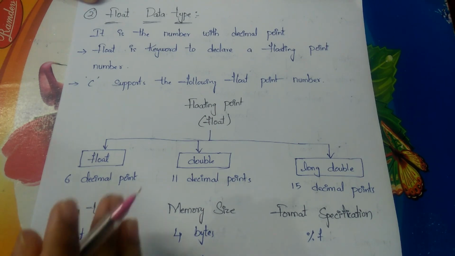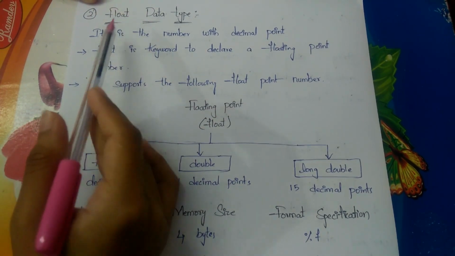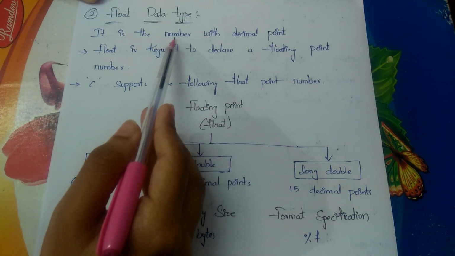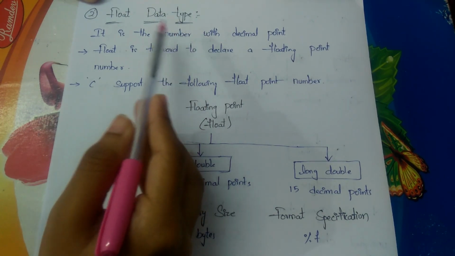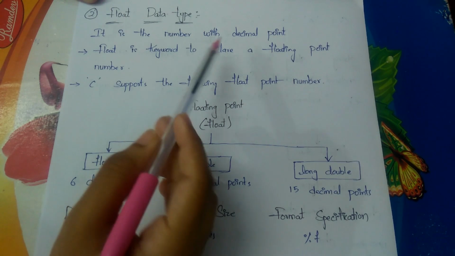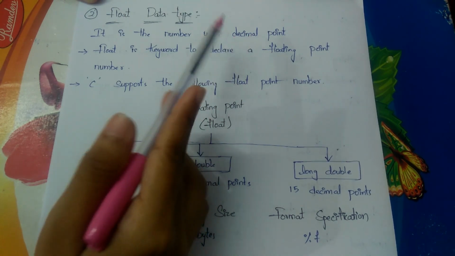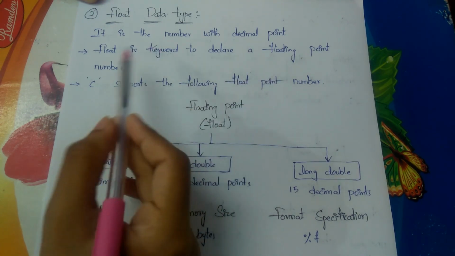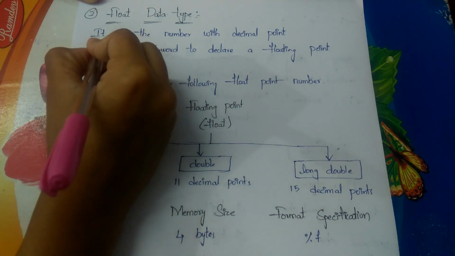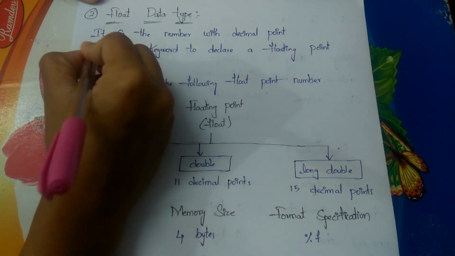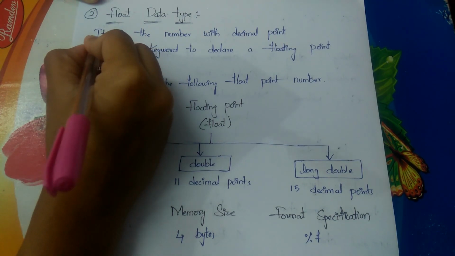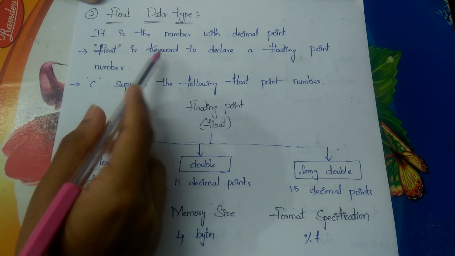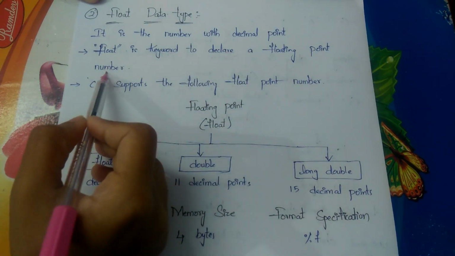Now let's see the second data type, that is float. It is a number with a decimal point. In integer we only represent whole numbers, but in float, numbers have some decimal point. So float is a keyword to declare a floating point number. Float is written with lowercase letters, as all keywords are used with lowercase letters.